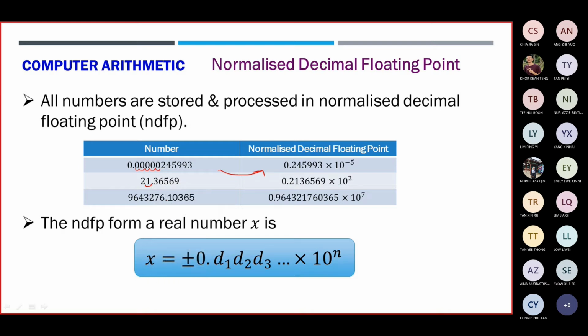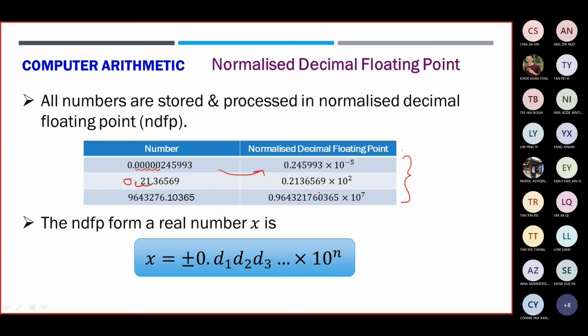Okay, move in front. So this will be 0.2136569, which means times 10 power of 2. And likewise this one: when you move the decimal to the front, it becomes 0.96 something times 10 power of 7. Make sure you write this first in order to do a calculation. This is what we call a normalized decimal floating point.